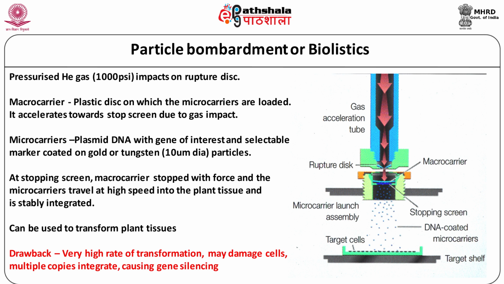The impact leads to the microcarriers coming off the macrocarrier and bombarding the plant tissue kept at a distance with force. This causes the plasmids to enter cells and nuclei of the plant tissue. The plasmids are integrated into the plant DNA, causing transformation.